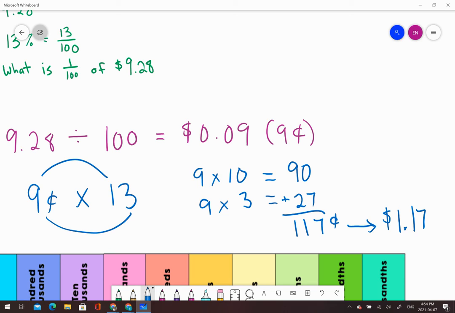So in order to figure out how much my food is going to cost with tax, what do I need to do? I have my tax here, $1.17, and I know how much my meal costs, $9.28. What I'm going to do is I'm going to add those together.